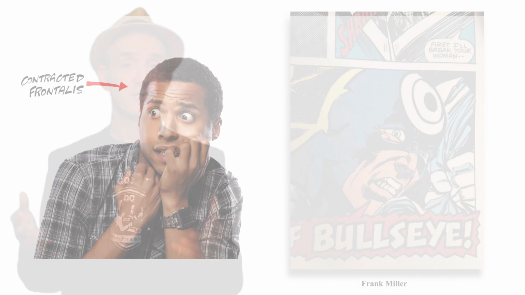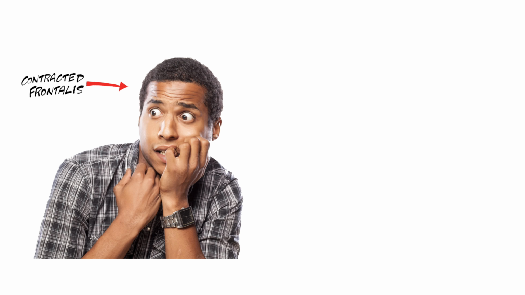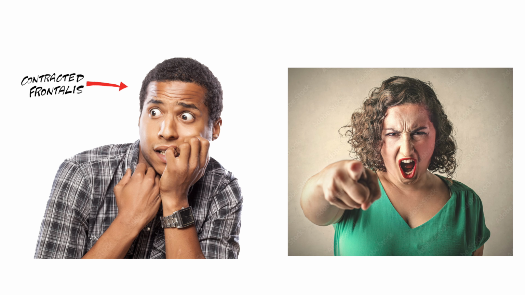So again, frontalis muscle contracts in surprise or fear, and you get the horizontal creases on your forehead. When you're concerned or when you're angry, the corrugator muscle contracts, and then you get these creases just above your nose and between your eyebrows.